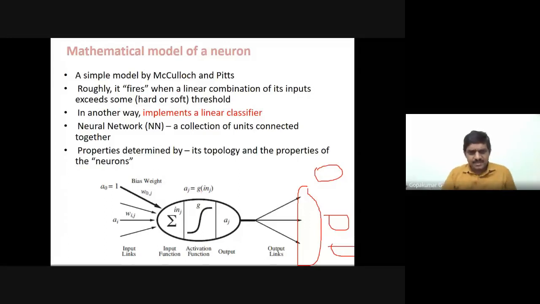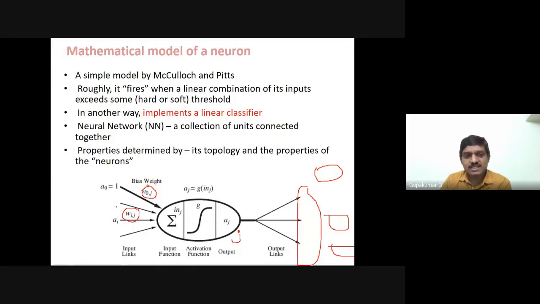Please keep in mind that this is simply a linear combination of the weight values that we have discussed so far, but with a different terminology. Instead of W0, W1, W2, it is W0J. Assume that this particular neuron is represented by the letter J. So that means W1J, W2J, W3J, something like that.